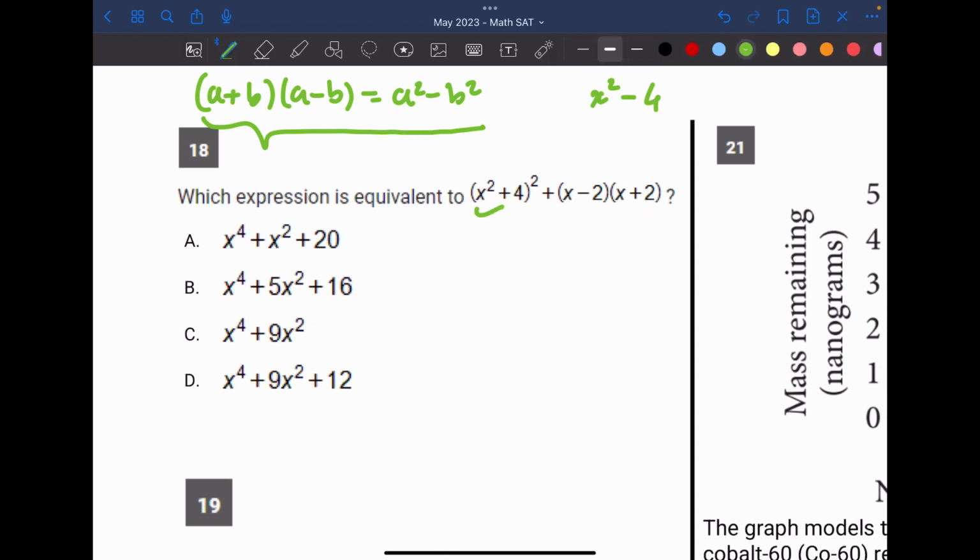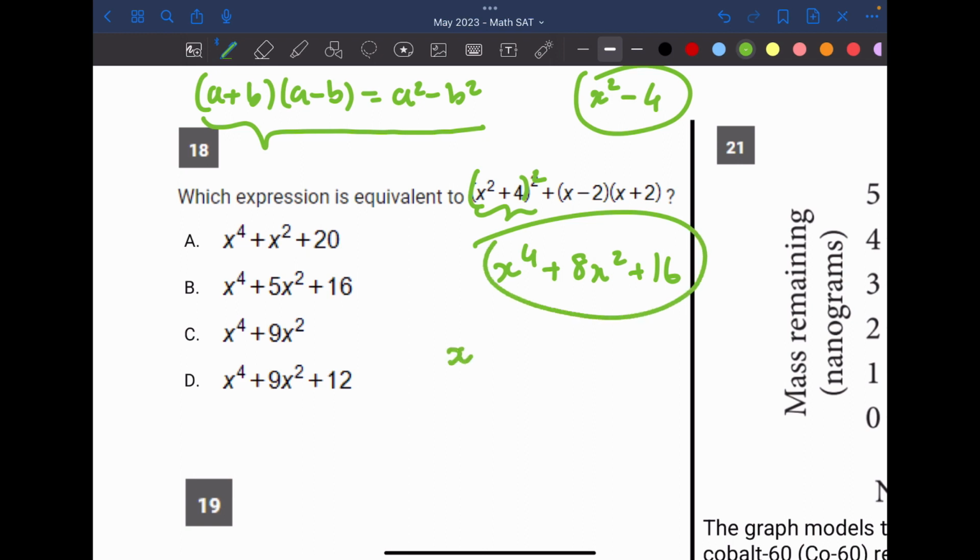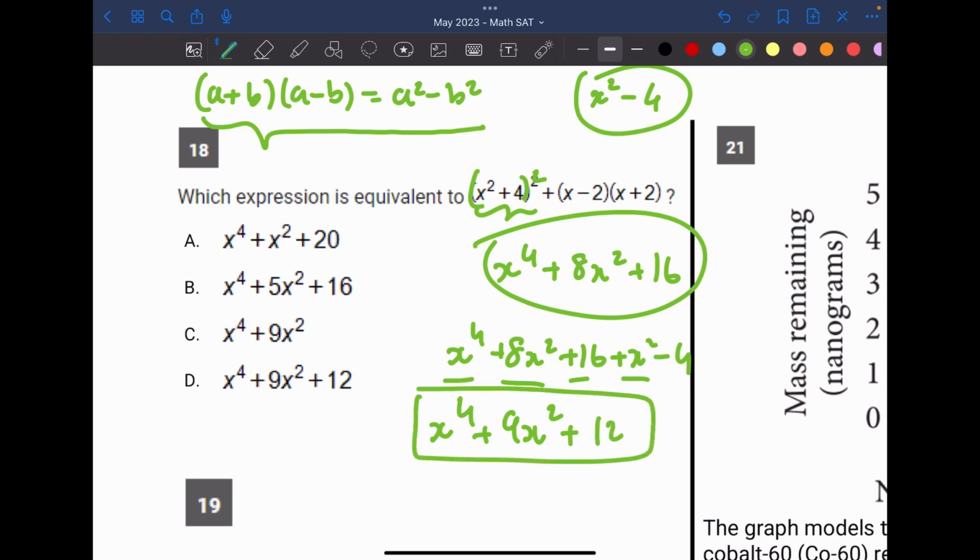And then for the other part, it's a perfect square. I'm going to do the shortcut method, but once again, you can expand it on the spot if you have trouble with it. Once you expand this part, you should get x to the power of 4 plus 8x squared plus 16. Now let's combine both of these expressions: x to the power of 4 plus 8x squared plus 16 plus x squared minus 4. Combining these, you'd have x to the power of 4 plus 9x squared, and then 16 minus 4 is 12, so plus 12. Which of these answers is this? This has to be D, so that's the correct answer. All the other ones are wrong, obviously.